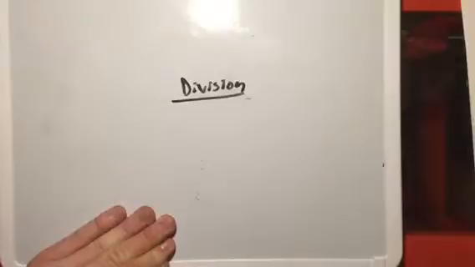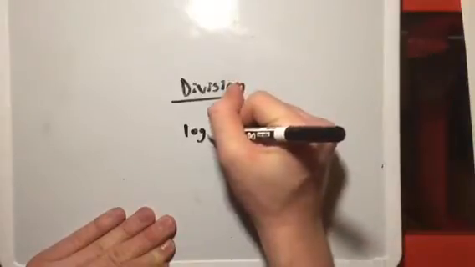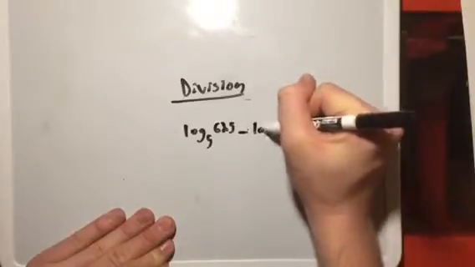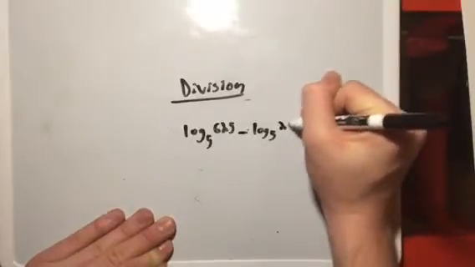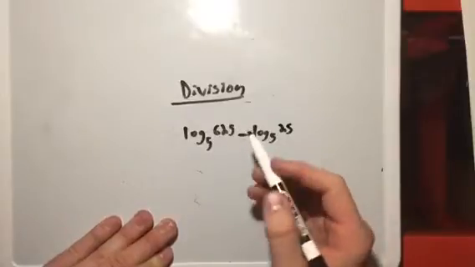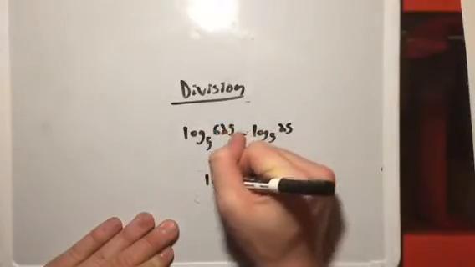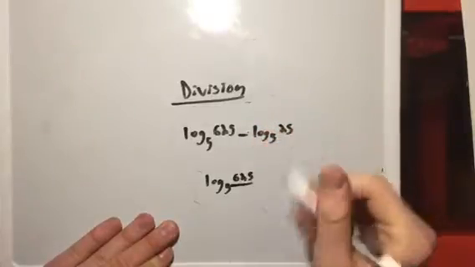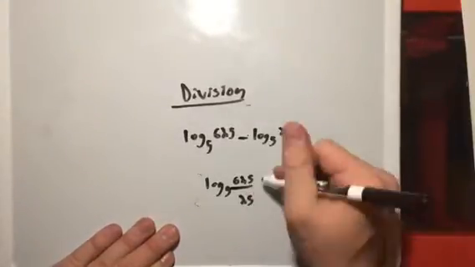Now let's throw some numbers in. We'll use some big numbers here. So we'll do log base 5 of 625, minus log base 5, same base still, of 25. Now, when we want to subtract two logarithms, we divide these two variables right here, 625 and 25. So this would look like log base 5 of 625 divided by 25.